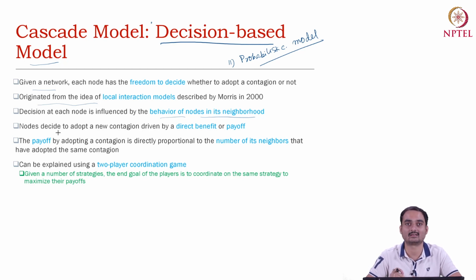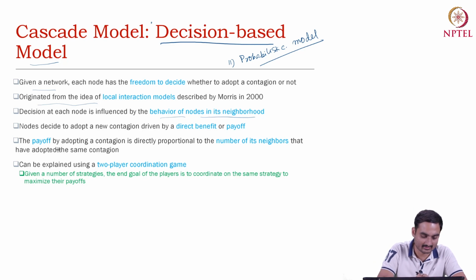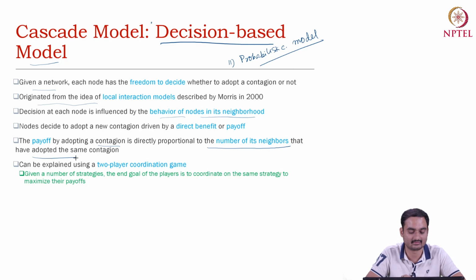The payoff can also be measured in terms of money, right? Say if you subscribe to Netflix, you will have to be charged, say, 2,000 per month. I don't know the subscription charge, but let's say 2,000 per month, or 2,000 per quarter. Whereas for Amazon Prime, say the charge is 1,000 per quarter, right? Now you want to choose Amazon Prime rather than Netflix. So the payoff by adopting a particular contagion is directly proportional to the number of its neighbors that have already adopted the same contagion, right?